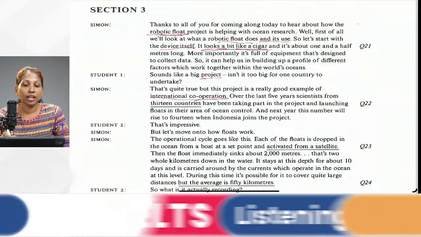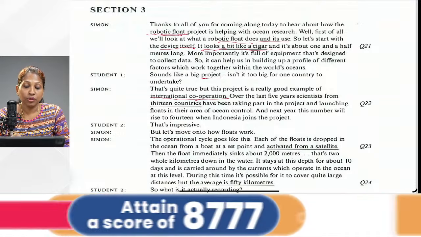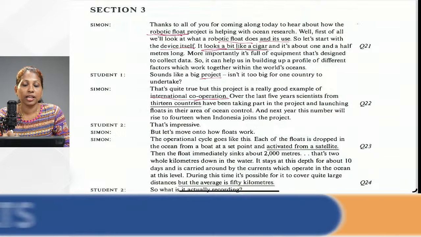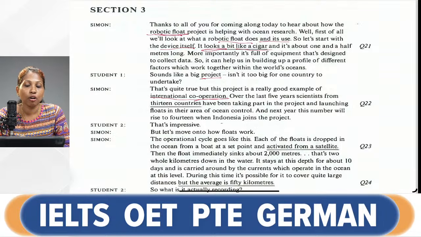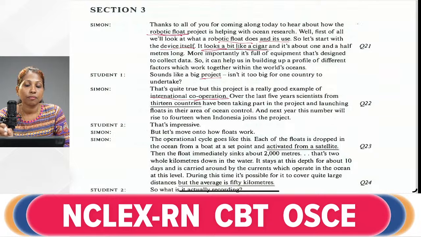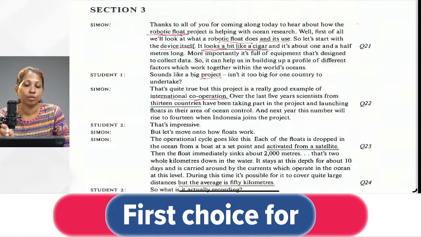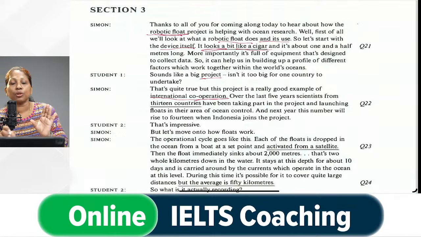Right? So over the last 5 years, scientists from 13 countries have been taking part in the project and launching floats in their area of ocean control. And next year, this number will rise to 14 when Indonesia joins the project.